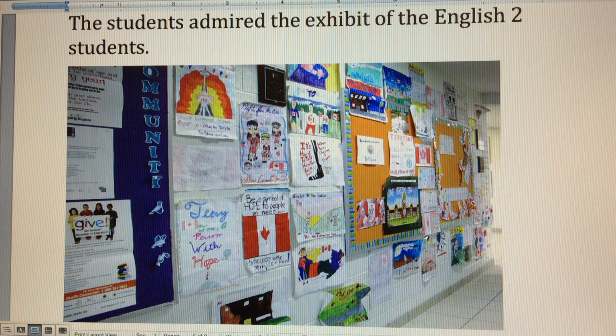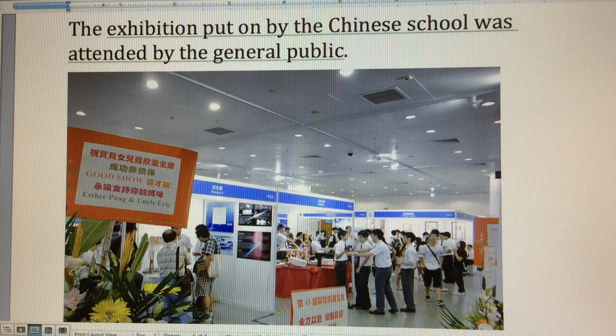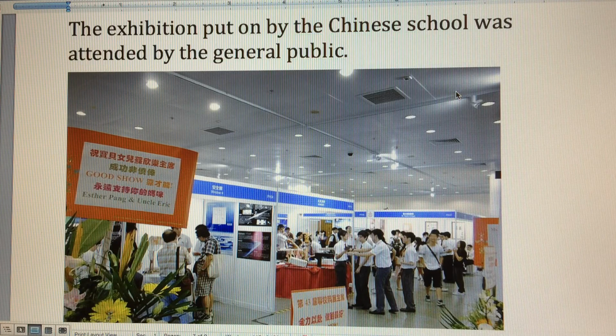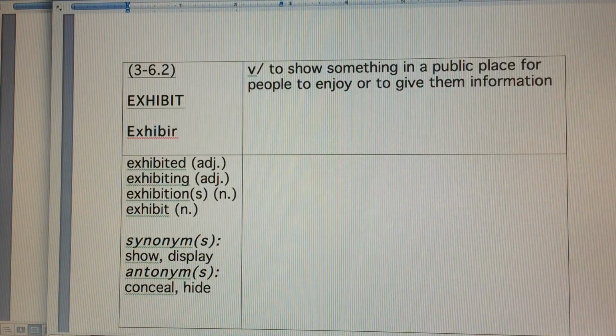And again, an exhibition is larger. So here you can see many, many smaller exhibits combining to make an exhibition. So we have: The exhibition put on by the Chinese school was attended by the general public. The exhibition put on by the Chinese school, that's your subject, your noun, was attended by the general public. Okay, so you can see it's much larger.